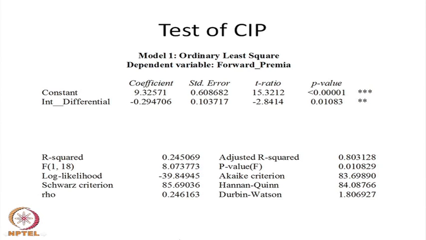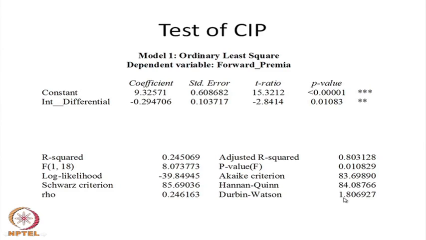So, the ordinary least squares regression has the forward premium as the dependent variable, and the independent variables are the constant and the interest rate differential. After running the regression, I found that the beta or slope coefficient of the interest differential is minus 0.294760, which is statistically significant, and the constant is also statistically significant, and this equation is a best fit.